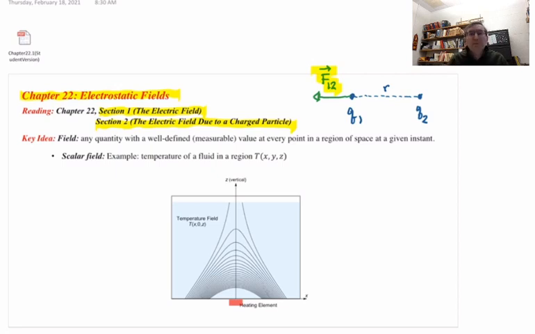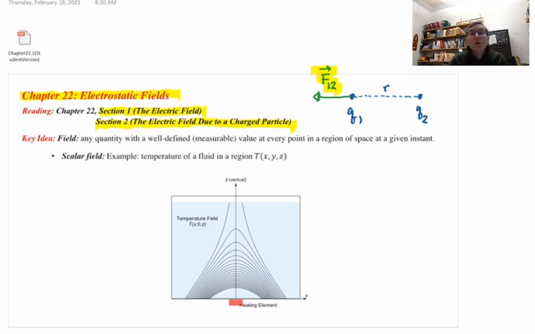But now here comes a deeper question that maybe was bothering you. How is it that particle 2 exerts a force on particle 1 without them being in contact with each other? There's empty space between them. They're not touching. There's a distance r between them. How can particle 2 exert a force on particle 1 without even being in contact? Seems like magic, doesn't it?